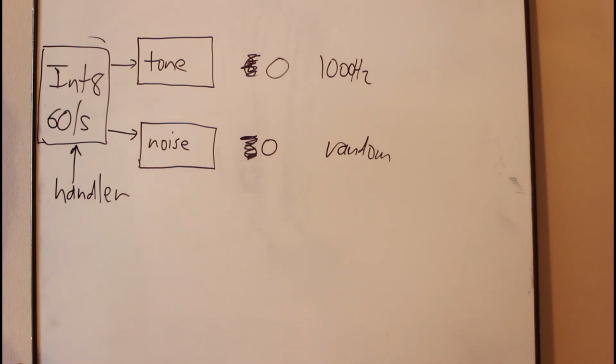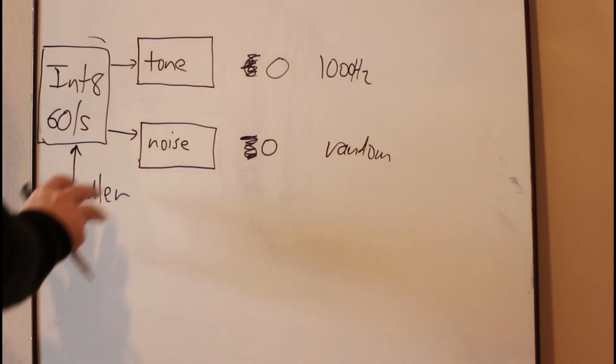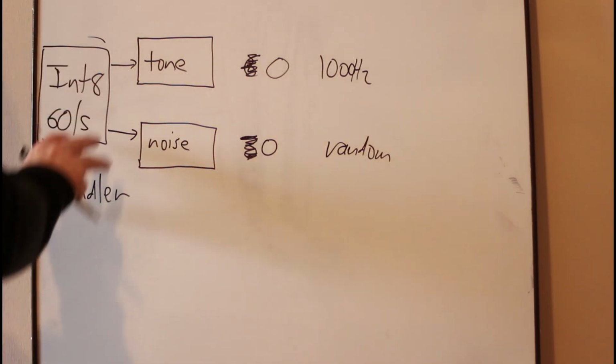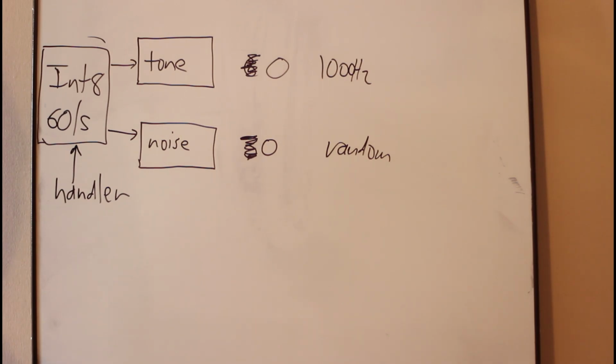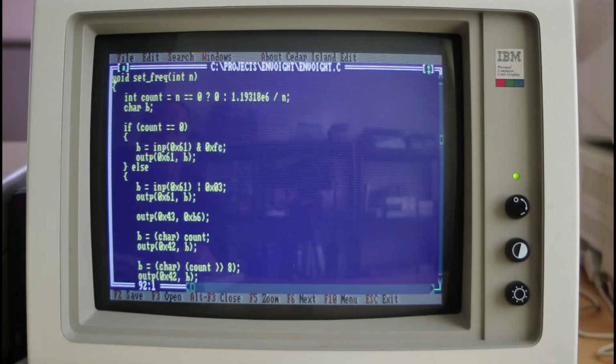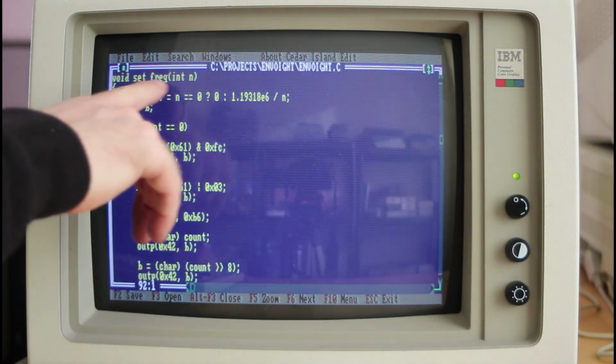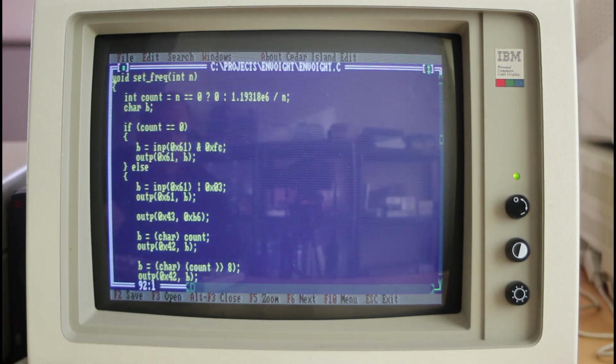And that's it. We just put those values in and everything else happens automatically behind the scenes, being triggered by these ticks from the interrupt 8. So it's really straightforward. Let's get to it and code it all up and see how it sounds. The first thing that I've done is just write a little set frequency function which will set the speaker going at a given frequency. So you just pass in, say, 1000 and it'll run it at 1000 Hertz.